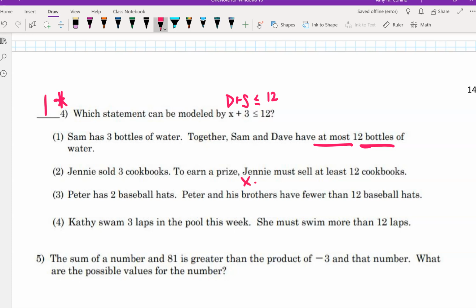So this is, at the same, x plus 3, and you do have the 12, but this at least here means she needs to sell a minimum of 12 cookbooks, but she could sell more. Okay, so that's why 2 is gone.